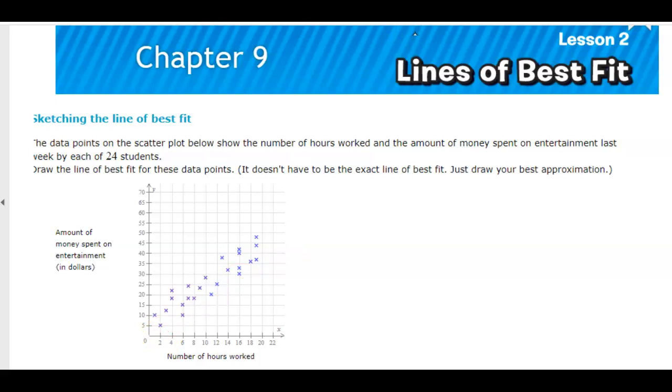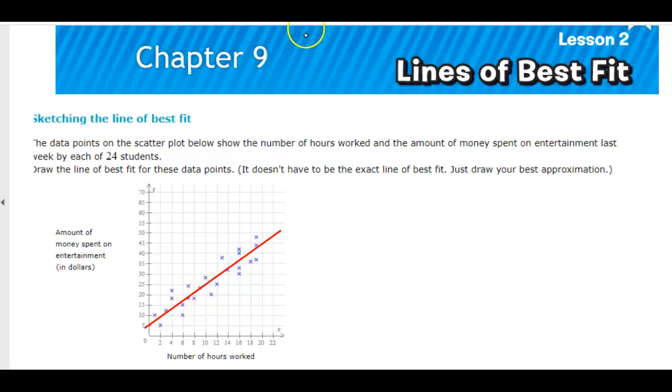So what we really want to do is draw a line so that about half of the data points are above our line and about half of them are below the line. So if I start over here kind of by the 5, and if I work my way up, that looks like about half of the X's are above it, and about half of the X's below it. So that's a pretty good line of best fit, okay?